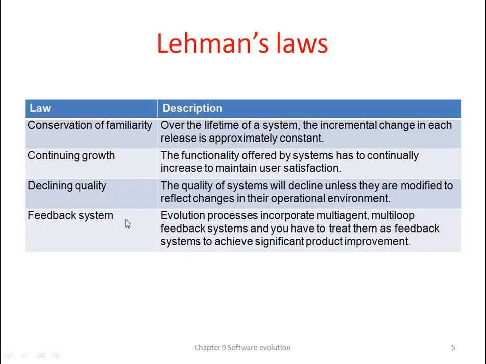For example, feedback system. The evolution process incorporates multi-agent, multi-loop feedback systems, and you have to treat them as a feedback system to achieve significant product improvement. So the main purpose of the feedback system is to achieve significant product improvement. Similarly, declining quality. The quality of a system will decline unless it is modified to reflect changes in its operational environment. All these are Lehman's laws.